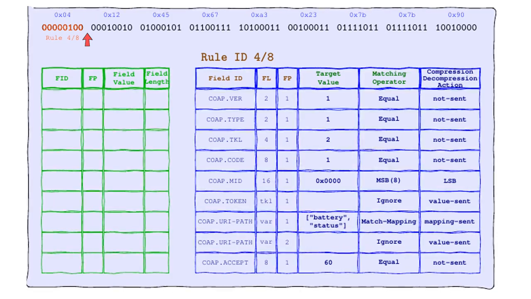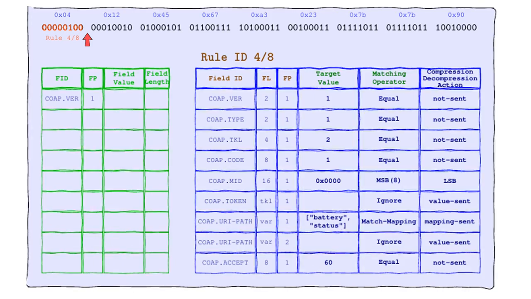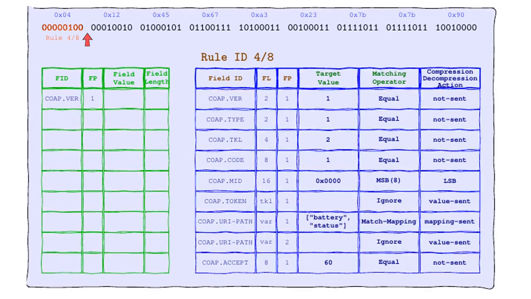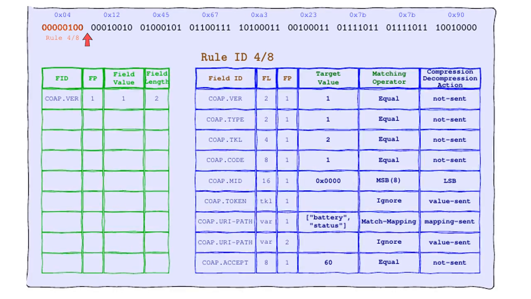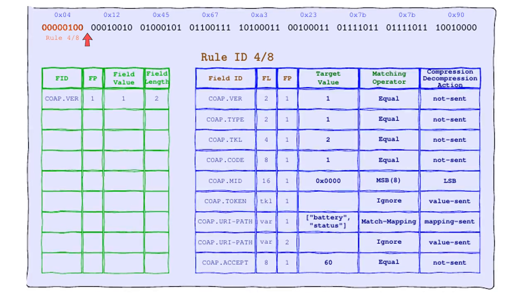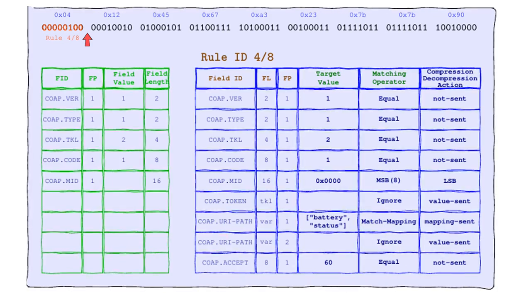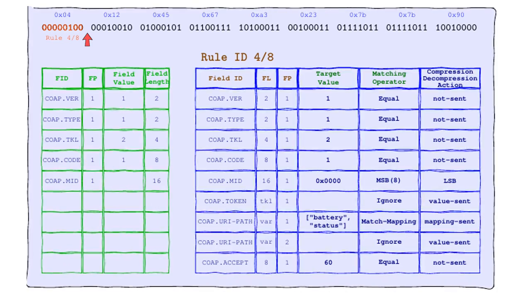the compression residues. We've got a CoAP version field, and it's a tiny one, just two bits. The compression decompression action is not sent. We're going to snatch the value right out of the target value, and that's the same for type, token length, and code. Our next field is the message ID, and it's a real nail biter.